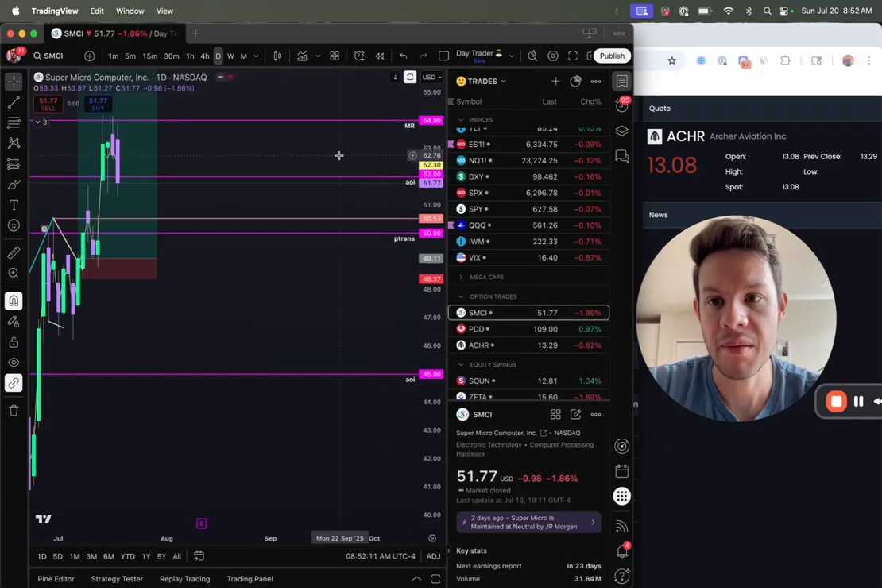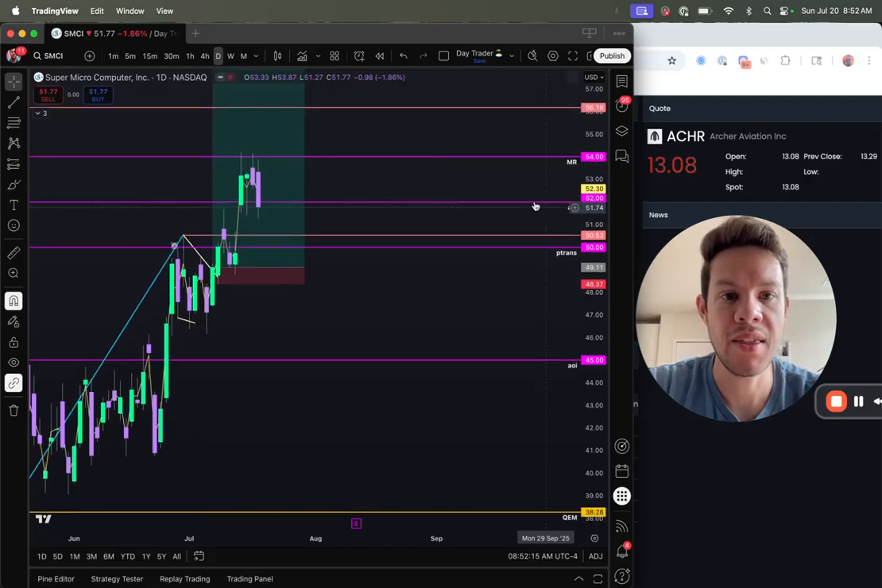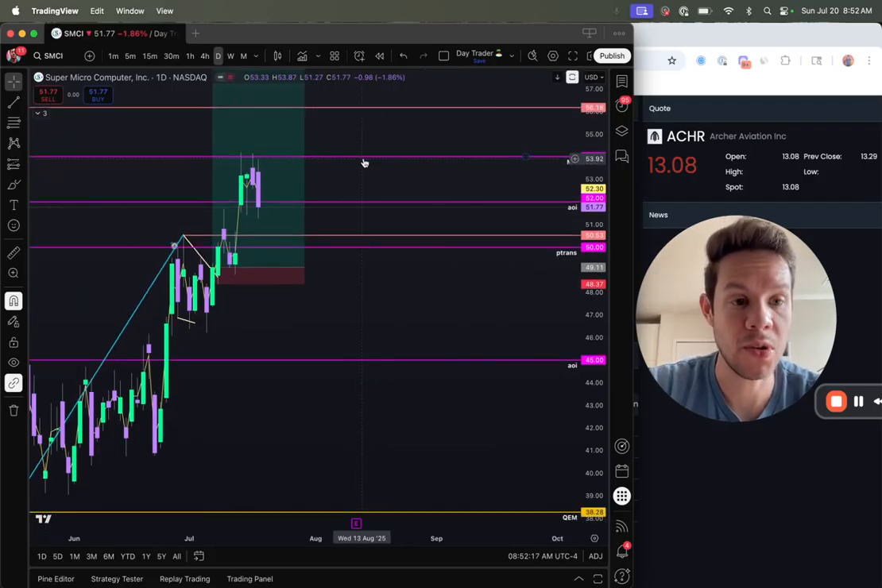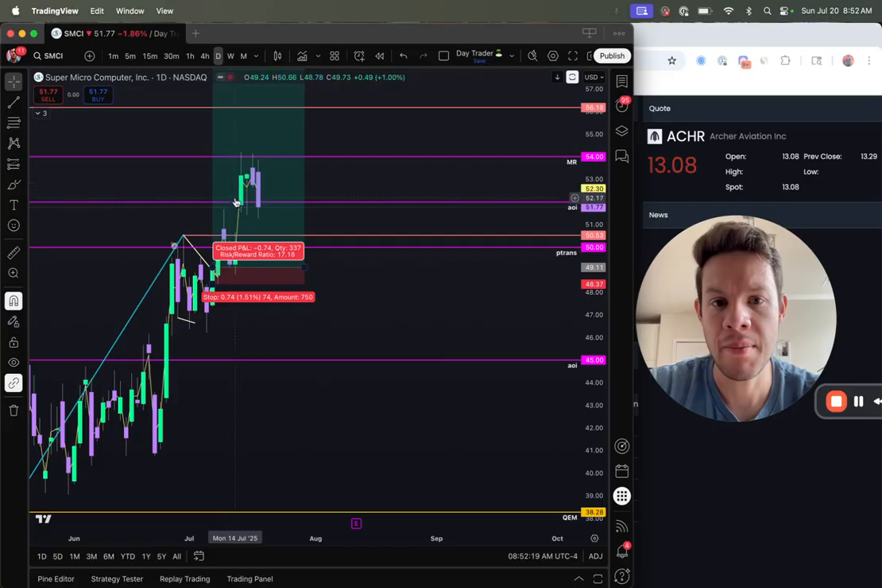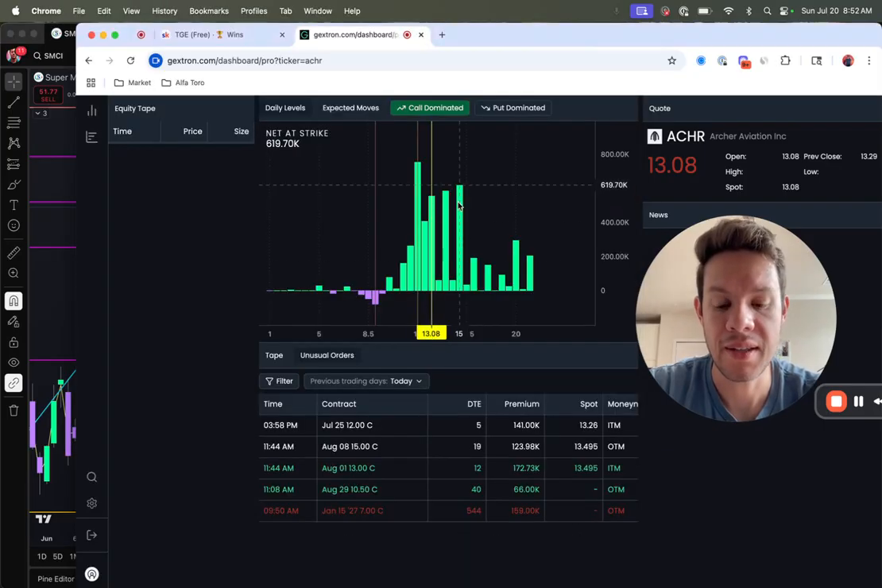SMCI. SMCI is going to be an interesting one because it got rejected here. This 54 has been the biggest level of resistance that Gextron told us since it crossed 52, which was on July 15. So we touched 54 and we've been rejecting. It doesn't mean that it's bearish, but it could come back for a short-term pullback. Let's take a look at SMCI.